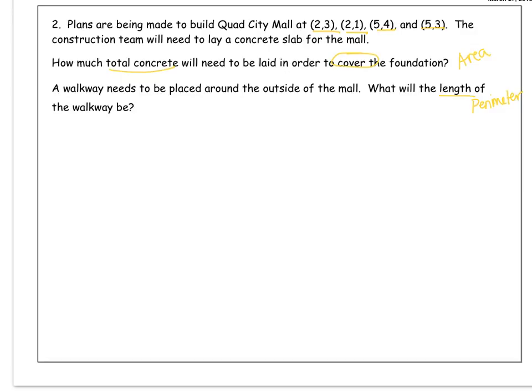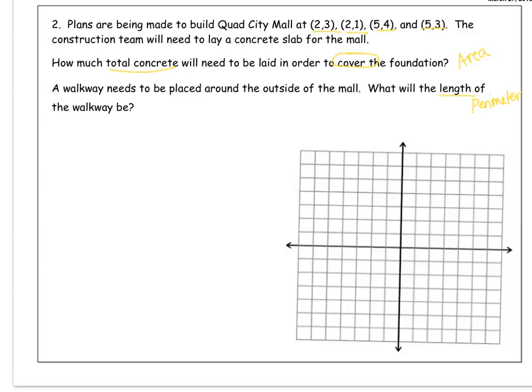I don't have any graph paper, so I'm going to need to go get some. Alright, so here's my graph paper. I'm going to graph point (2, 3). I'm going to call it A because it's not named. (2, 1), I'm going to call that B. C is (5, 4).